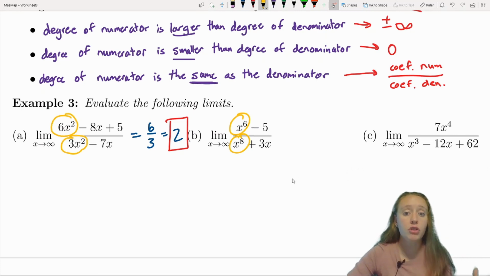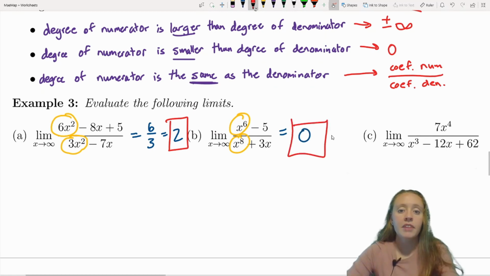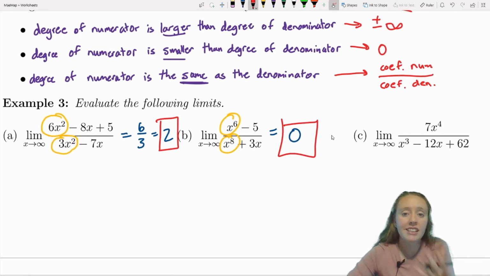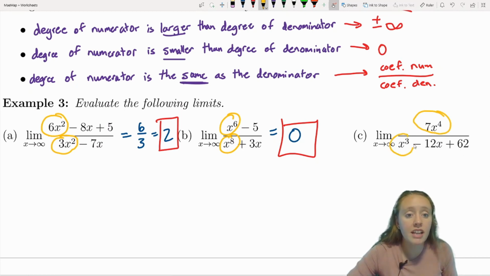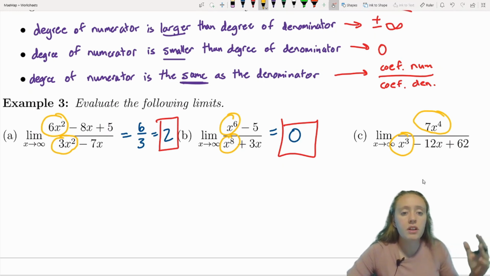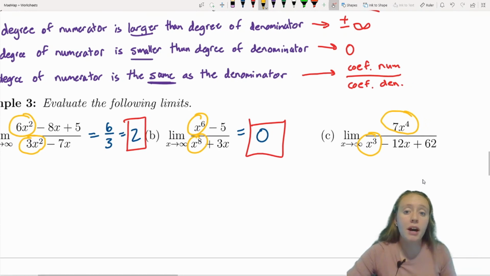The denominator is growing faster, so the overall limit is heading towards 0. And then lastly, you can probably guess because I tried to put an example of each. If we have a degree of x to the 4th in our numerator, that's a 7x to the 4th, and the largest degree in our denominator is x cubed, well, x to the 4th is growing faster than x cubed, and we're taking that limit as x goes towards positive infinity, and I also have that positive coefficient, so this overall limit is going towards infinity.